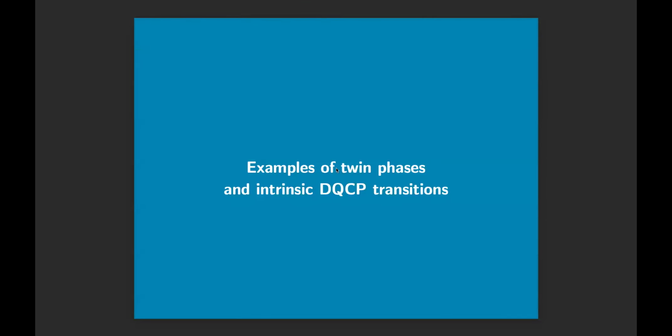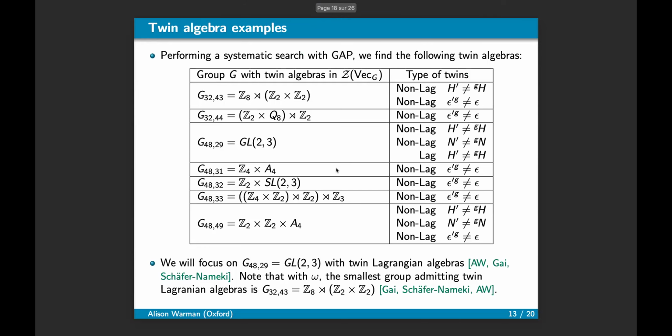Okay, let's now come to some examples. So we did a systematic search of gapped phases, and there are known twin algebras in group theoretical categories for the order of the group less than 32. The first twin algebras occur for groups of order 32. This is a table in the case where we have no free cocycle anomaly. And we see that the only case that has twin Lagrangian algebras here with no anomaly is a group of order 48. However, if we introduce an anomaly, then we get more Lagrangian algebras.